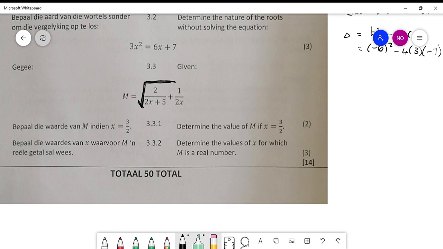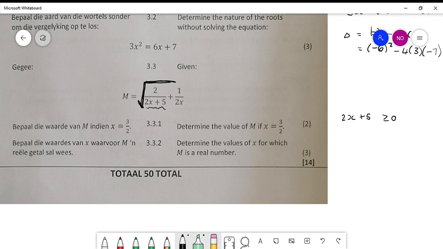En dis wat jy moes gedoen het. Jy moes gegaan het en die noemer hieronder gaan groter stel as 0. Why didn't you put the whole fraction there? Because then you times by 0, so it doesn't work. So jy moes gegaan het en gesê het, vir daai ene om 'n reële getal te wees.